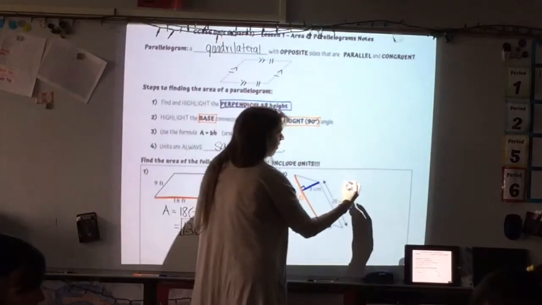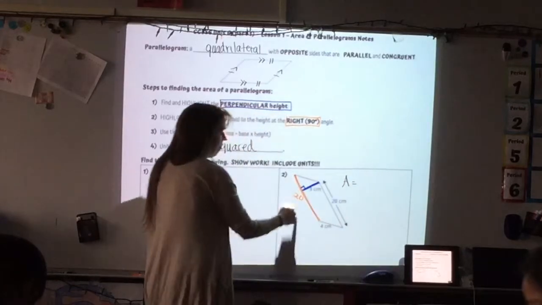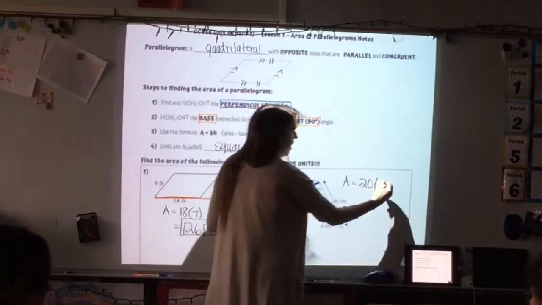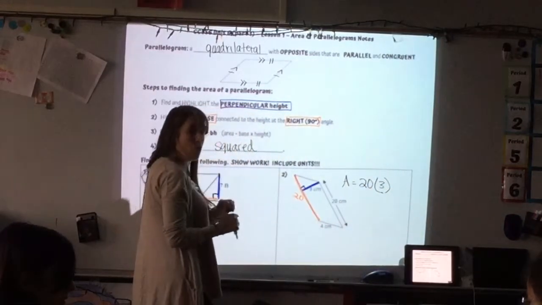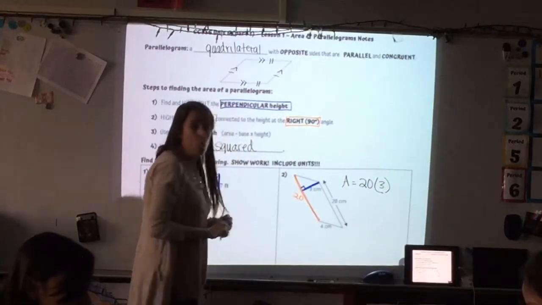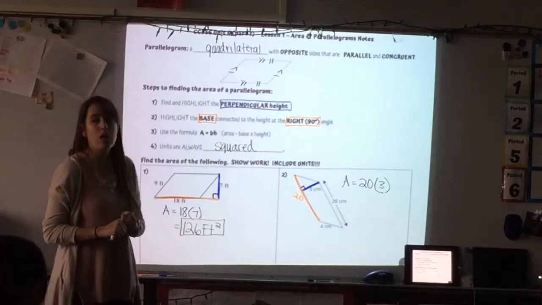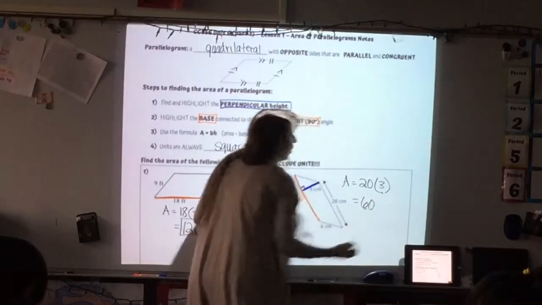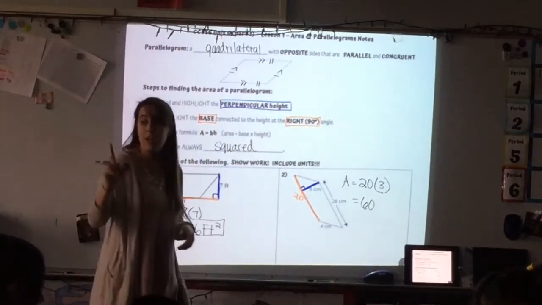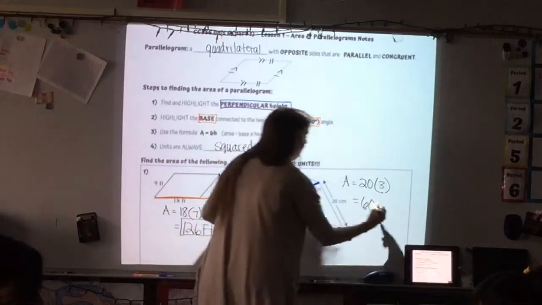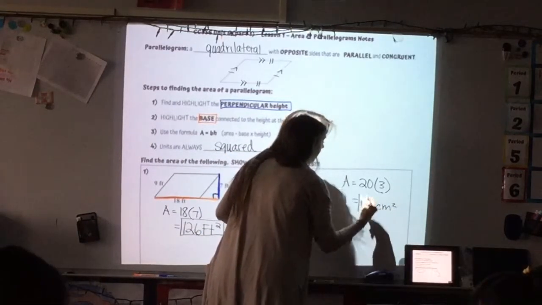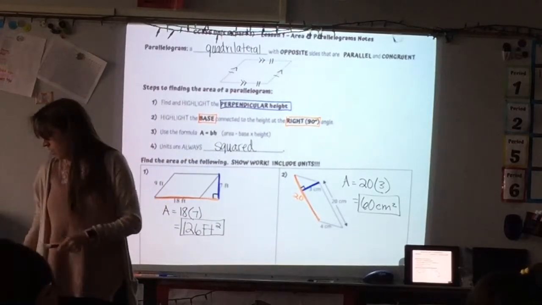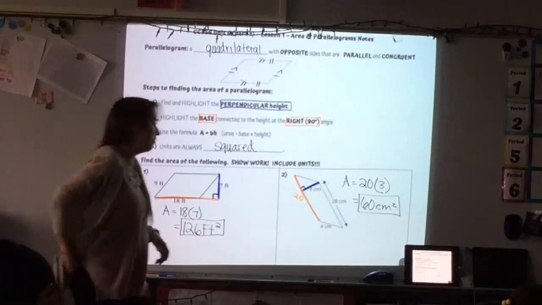Our area equals our base of 20 times our height of 3. We don't do anything with that 4. That's extra information there. What is 20 times 3? Asher? 60. And what are our units? Centimeters squared. Okay. So those are 2 problems with whole numbers. Let's look at some with decimals.